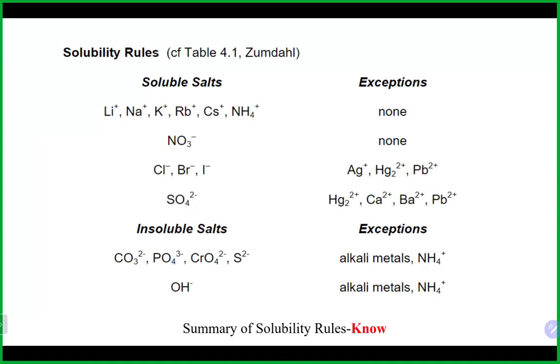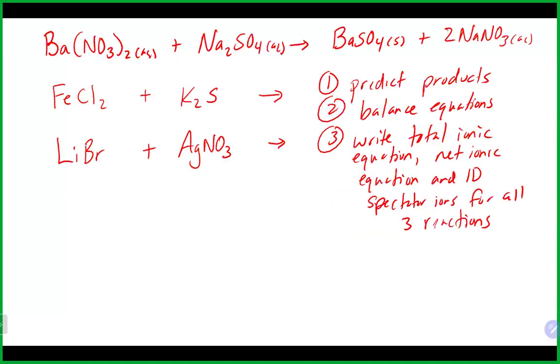All right, so let's take a look at a couple more examples here. So let's take the equation we just did, and I want you to write the total ionic equation and net ionic equation and find the spectator ions. For the other two, I want you to predict what's on the product side, balance it, and also write those equations as well. So give that a go and see what you come up with.